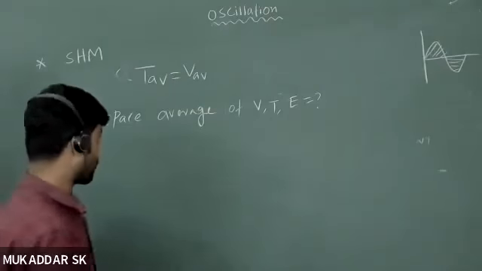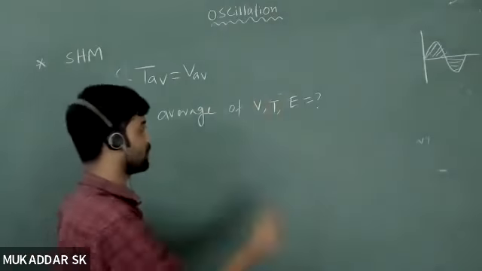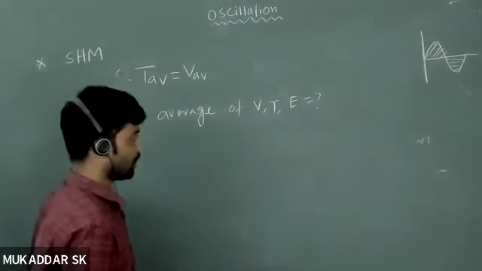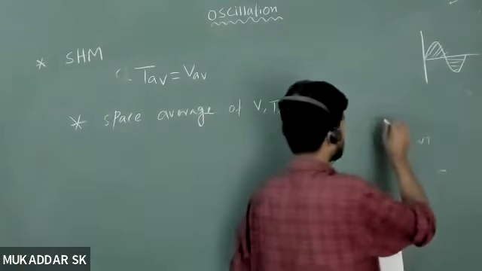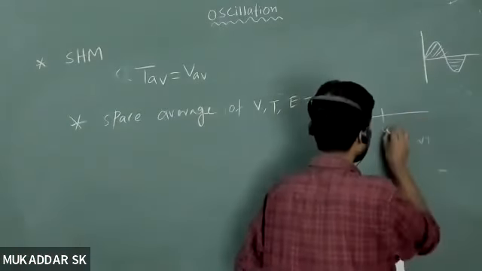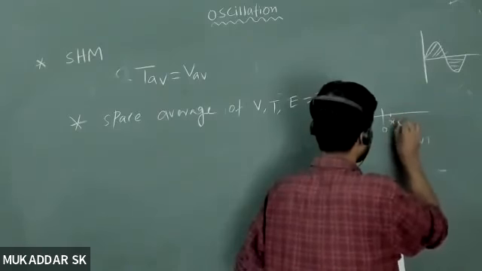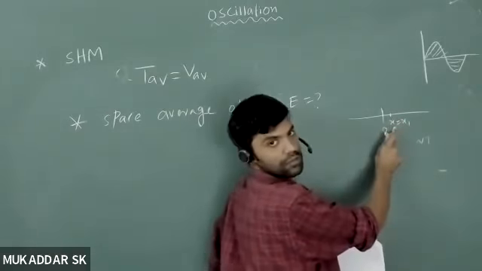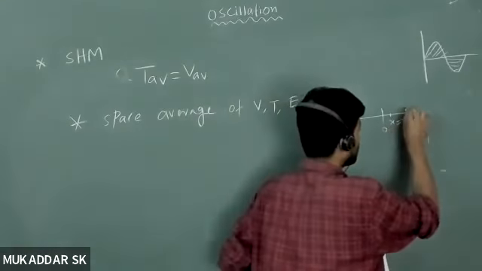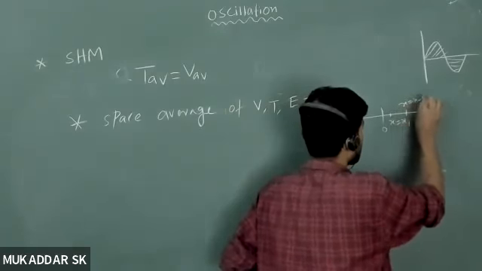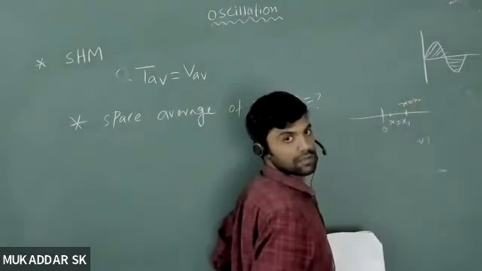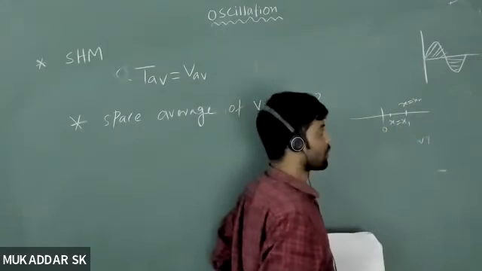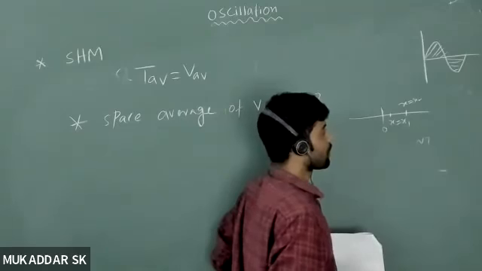Why am I calculating the space average? Because at different points in space, the potential energy is different. Sir, what is the meaning of space? Space means, suppose this is the mean position of your oscillator. At x equals x1, this is one point in space, and the potential energy at this point is something. When the oscillator is at x equals x2, the potential energy is something else, because it is a function of x. Half m omega square x square, sir? Over x, meaning with respect to position.